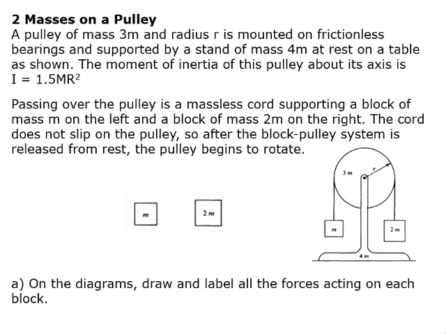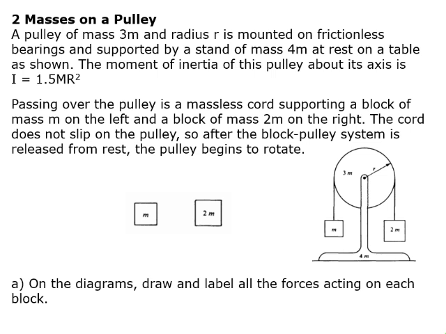In our example problem, we have a pulley of mass 3m and radius r mounted on frictionless bearings and supported by a stand of mass 4m at rest on a table as shown. The moment of inertia of this pulley about its axis, its rotational inertia, is equal to 1.5 mass times radius squared. Passing over the pulley is a massless cord supporting a block of mass m on the left and a block of mass 2m on the right.